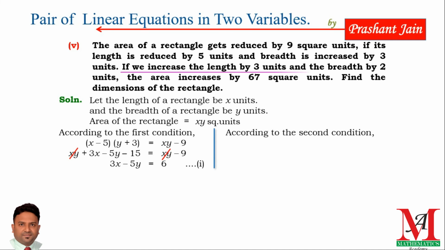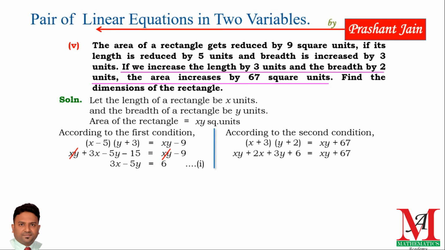So now see the second condition. What is the second condition? In this second condition, we have to increase the length by 3 units. As we know that the length is x unit, after increasing it we have x plus 3. Breadth is y, and breadth is also increasing by 2 units. So definitely it will be, yes, you are correct, y plus 2. And the area increases by 67 square units. It means area becomes xy plus 67.